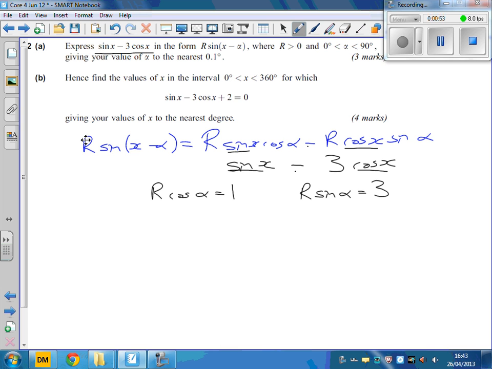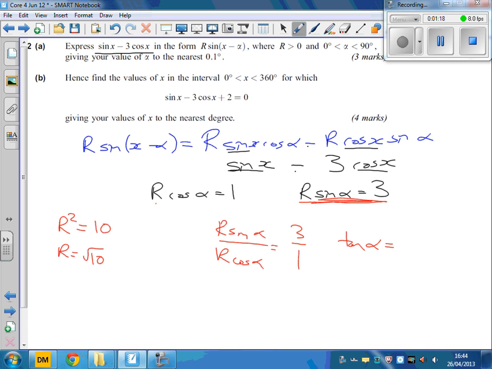The way we find r is we square both of these and add them together, and then square root it. It tells us that r squared is 10 and r is the square root of 10. I won't go through it in longhand today. To find out alpha, we normally do the sine one, r sine alpha, divided by the cos one, r cos alpha. That gives us 3 over 1, so tan alpha equals 3. Doing the inverse tan of that, we get 71.6 degrees. There's the first bit done.